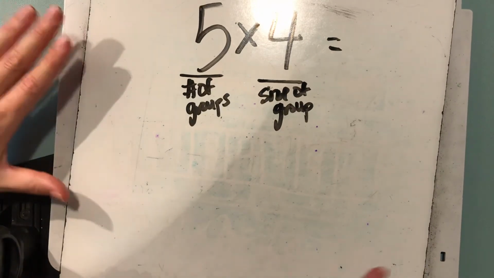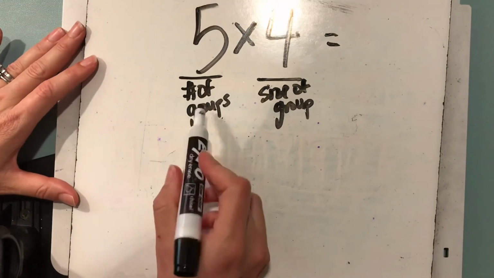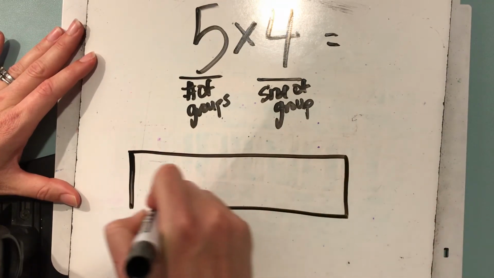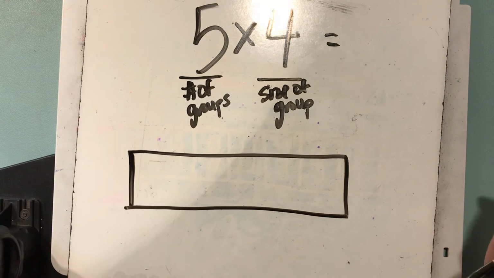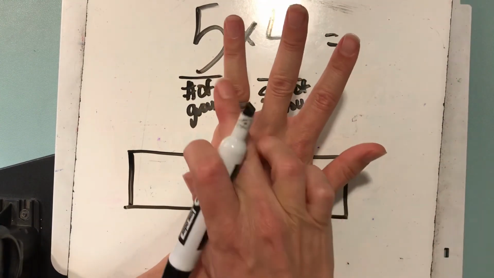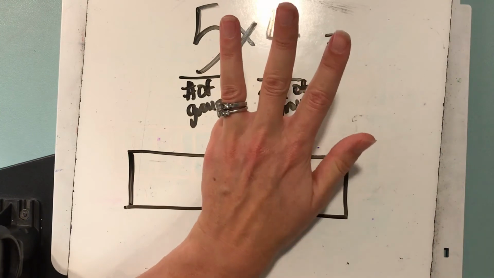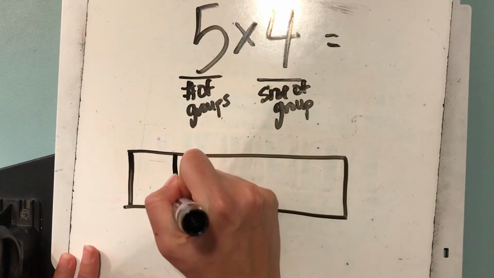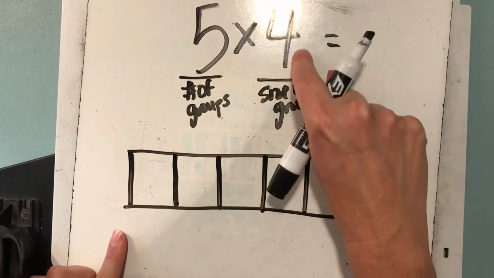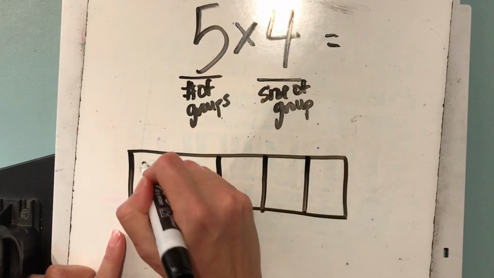Okay, so let's see if you got it correct. How many groups do we have? We have 5. Okay, remember my trick on how to figure out how many lines to do. All right, I have 5 groups. I'm going to take one away. That means I'm going to draw 4 lines. So 1, 2, 3, 4. And I have 4 objects in each group.